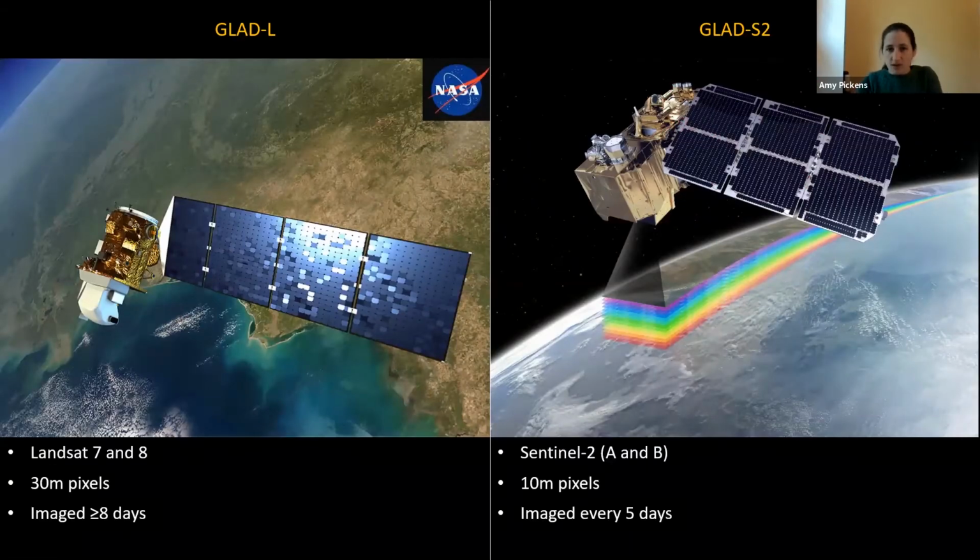But both of them are derived from satellite data. So Landsat, the first alerts are from Landsat 7 and 8. And these are satellites that are continuously orbiting the Earth and photographing it and has 30-meter pixels and images everywhere, at best every 8 days, but it's often a bit longer. Sentinel 2, again, there's two satellites, A and B, and we have 10-meter pixels now, and it images everywhere every 5 days.